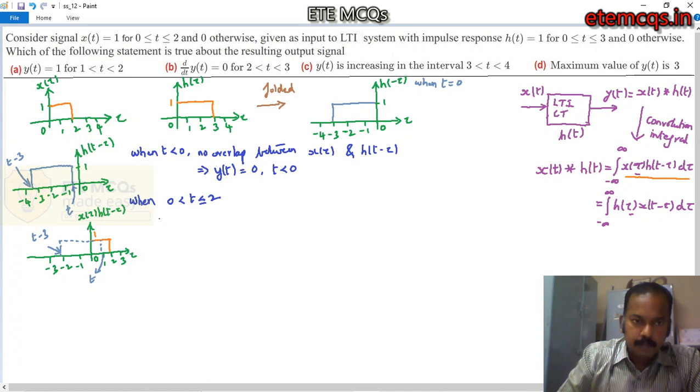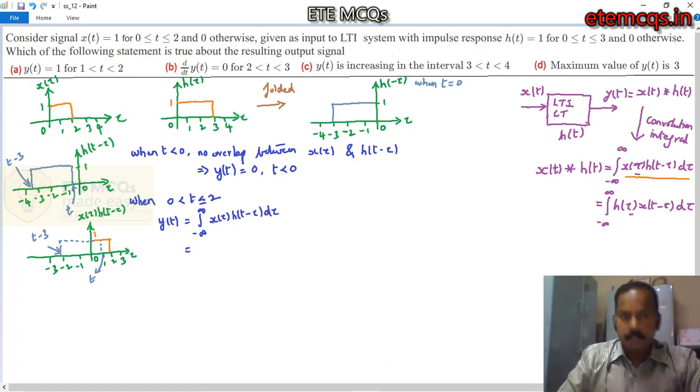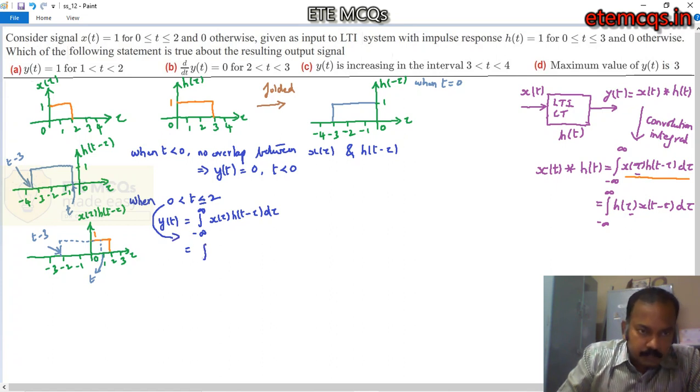From the formula, y of t is equal to the integration between minus infinity to infinity of x of tau into h of t minus tau d tau. This is your general formula. When you apply it for t between 0 and 2, notice what happens to the limits of integration. Based on the region of overlap, the common region of overlap is between 0 and t.